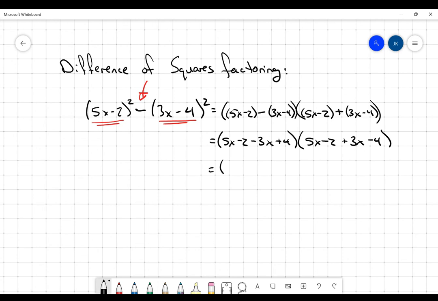Now I'm going to group together the like terms. 5x minus 3x will be 2x. Negative 2 plus 4 is going to be 2. And then over here, 5x plus 3x is 8x. Negative 2 minus 4 is negative 6.